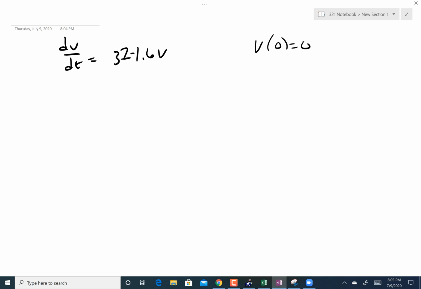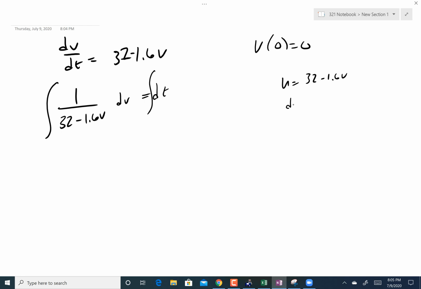Okay, and so here to do what percent off I am, I need to solve this actually, right? So, I need to actually do this, and because I can actually check myself, which I think is pretty sweet. That won't always be true. Sometimes you won't be able to check yourself. So if you let u equal 32 minus 1.6v, then du is equal to negative 1.6 dv.